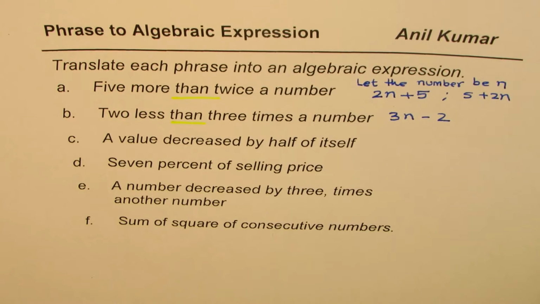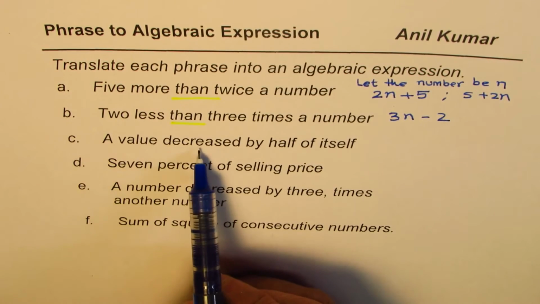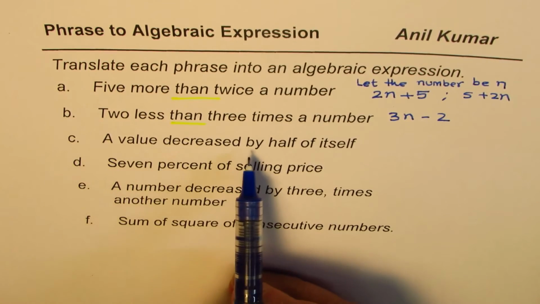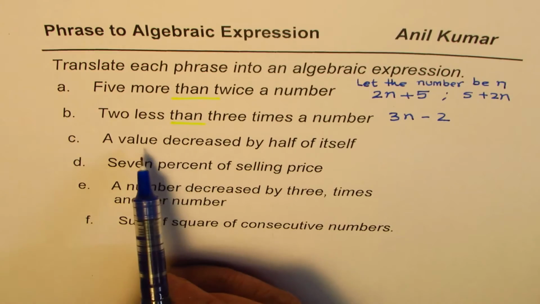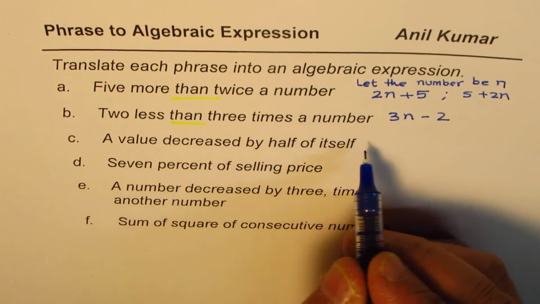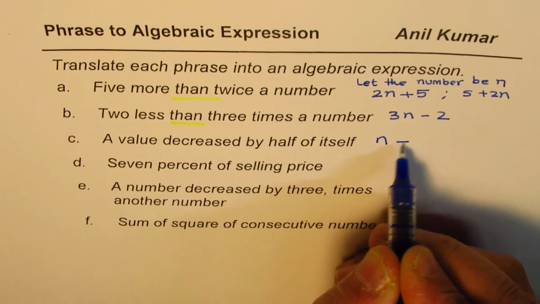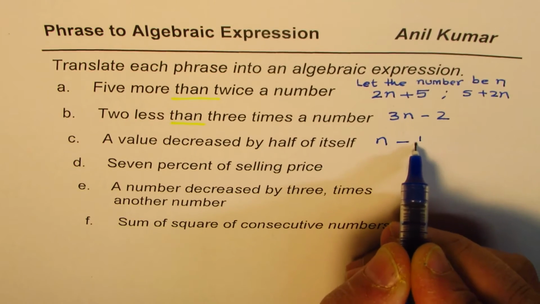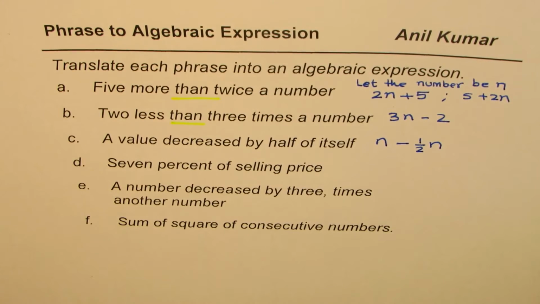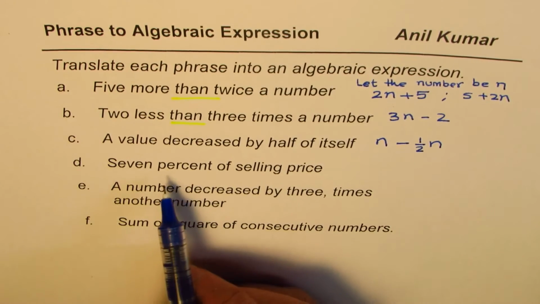Okay, let's move on. A value decreased by, so the value is first. Value decreased by half of itself. So let the value be n, right? So we are saying let the value be n. So the value n decreased by half of itself. That means minus half n. That is the expression for C.